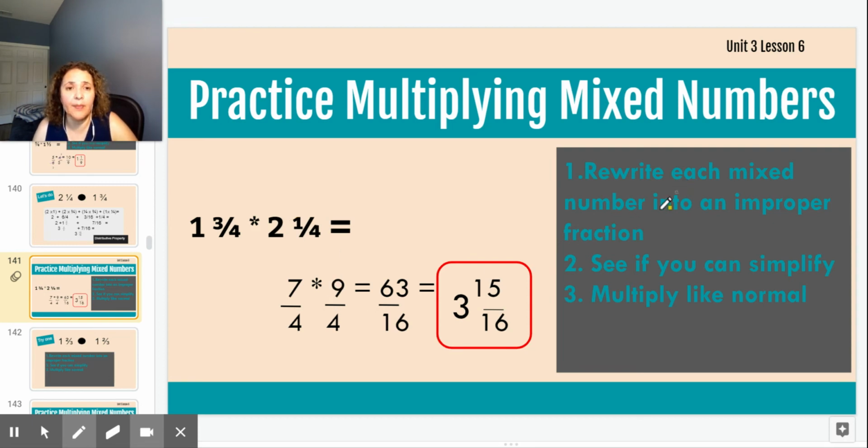Now I see, can I simplify? Does 4 go into 9? Nope. Does 4 go into 7? Nope. Can't do it. So I just multiply. 7 times 9 is 63. 4 times 4 is 16. And then it's just 63 divided by 16. So then I would need to do the division, right? So let's do that really quick.